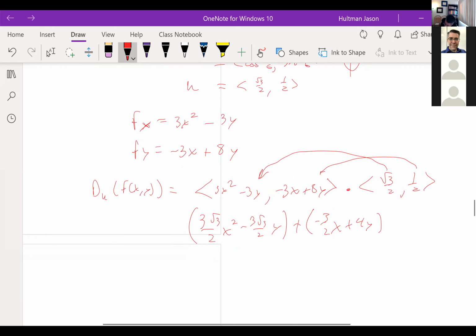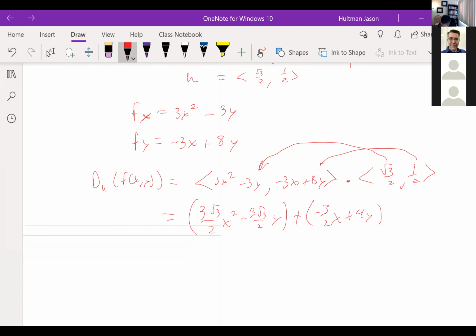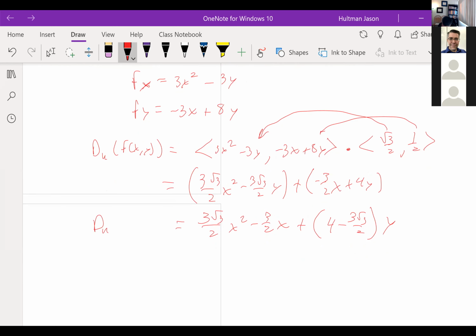Okay, this is a function of x and y, so I could try to simplify this by grouping the x's together and the y's together. So we have 3 radical 3 over 2 x squared minus 3 over 2 x, plus 4 minus 3 radical 3 over 2, times y. Okay, I kind of leave it like that. So that's my derivative.